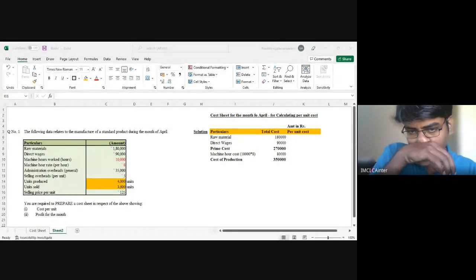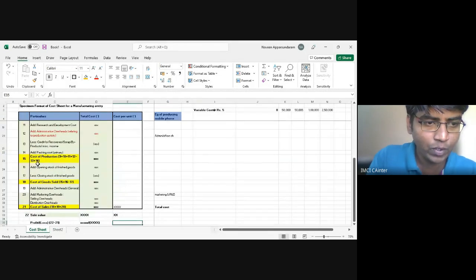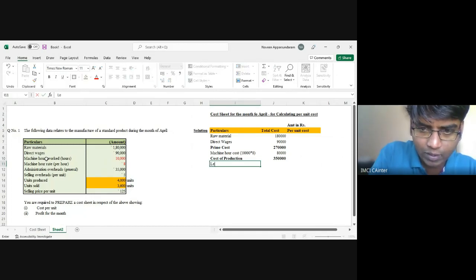So before arriving at cost of goods sold, what is the format you remember? I'll just re-show what cost of goods sold is. Opening stock of finished goods, closing stock of finished goods, then you will arrive at cost of goods sold. So you reduce the closing FG, finished goods, which is nothing but 400 units. Right?